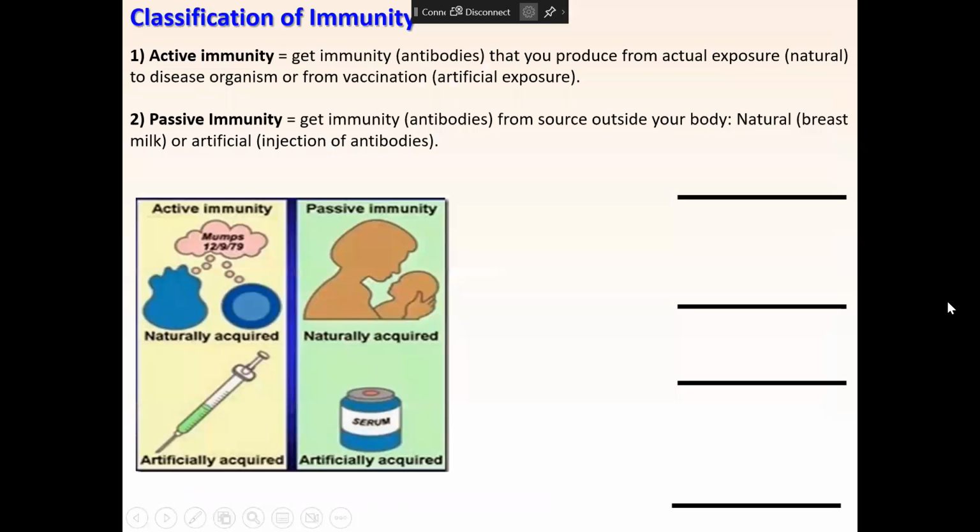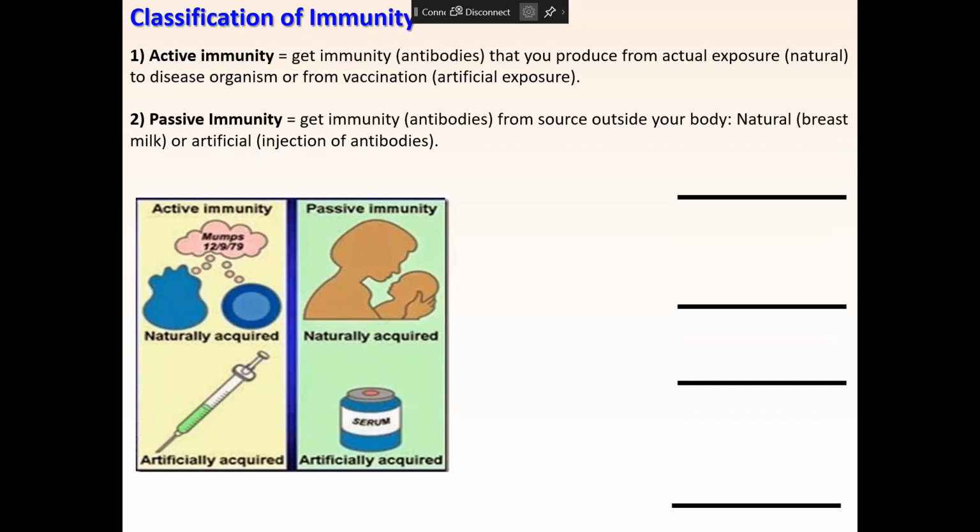Okay. So I was talking about you're exposed to a pathogen. I say natural exposure versus artificial. So I'm going to use that again. But let's back up and talk about active immunity versus passive.